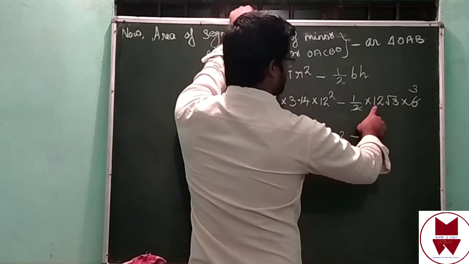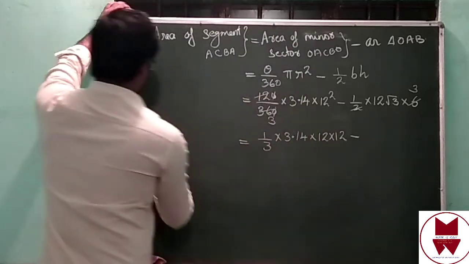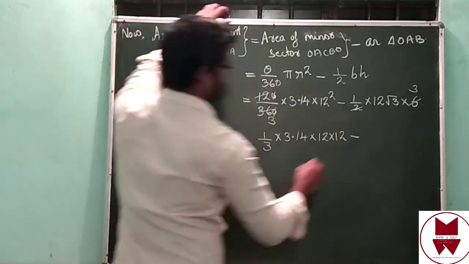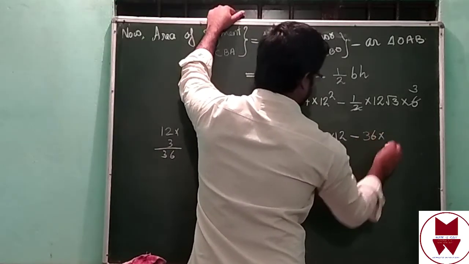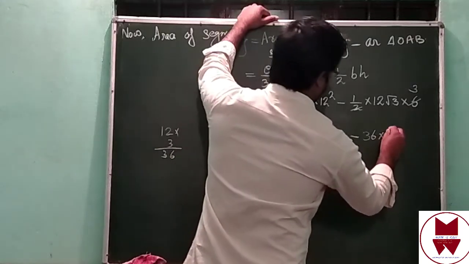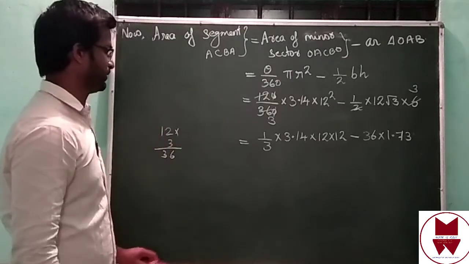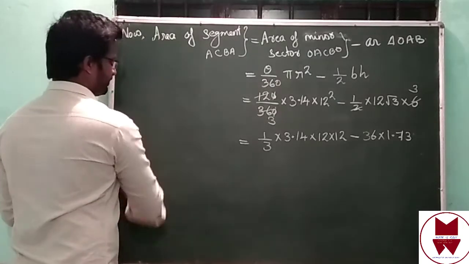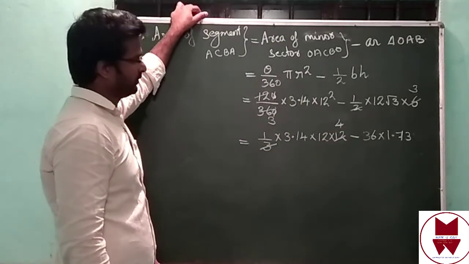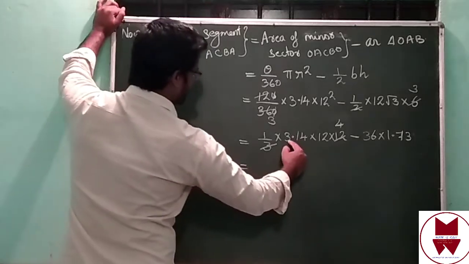Then multiply 12 into 3. 12 into 3 how much will come? 36. 36 into root 3. The root 3 value is also given in the question, that is 1.73. That value we can apply there. Then let's do into 3, 4 times. Multiply all the things.